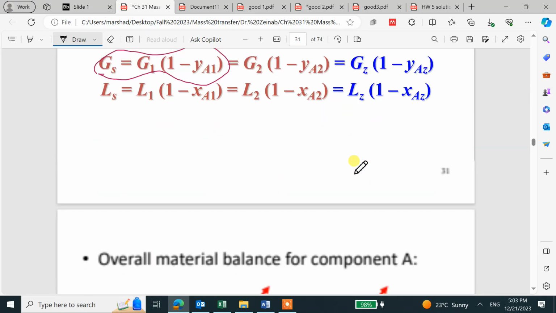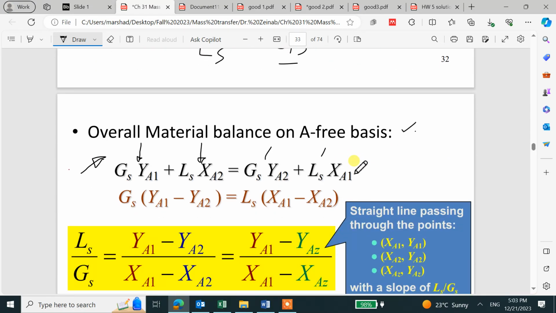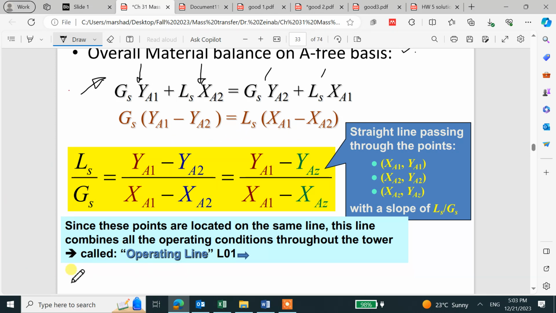So this is an important equation you need to understand. If we combine, GS times (YA1 minus YA2) equals LS times (XA1 minus XA2). So now see, we have only LS and GS. We don't have L1, L2, G1, G2. So this is the benefit of using solute free molar flow rates, LS and GS. Now, this is the equation which will be our operating line for separation.